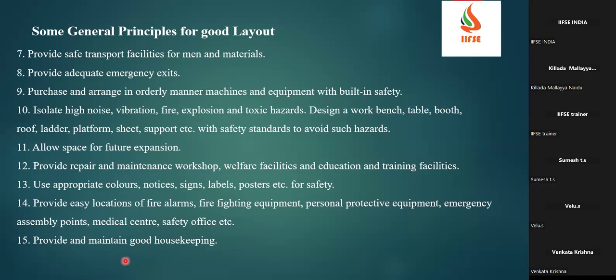Then provide maintenance and good housekeeping. This is also very important. Housekeeping is also a crucial factor or consideration to avoid especially the fire accidents.